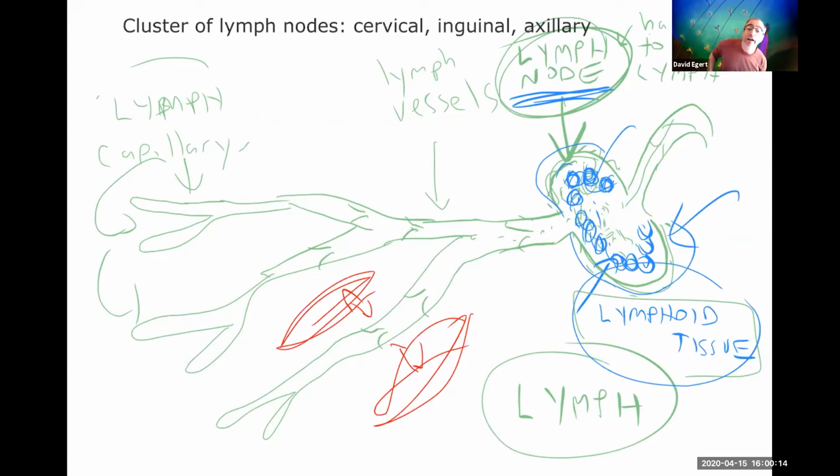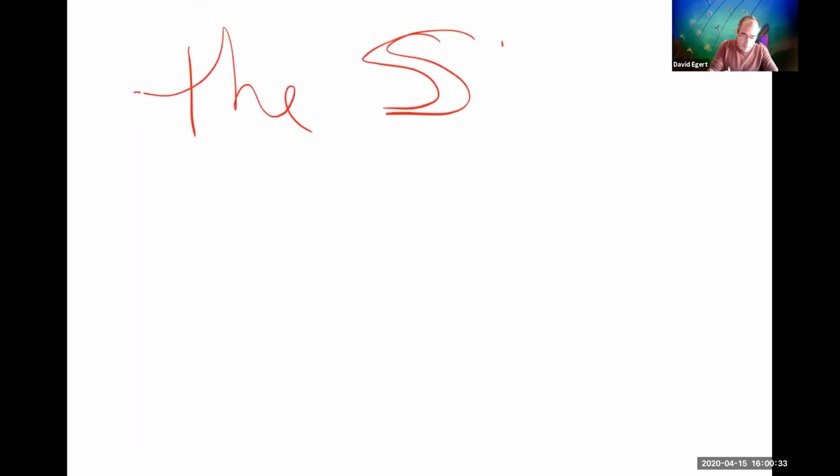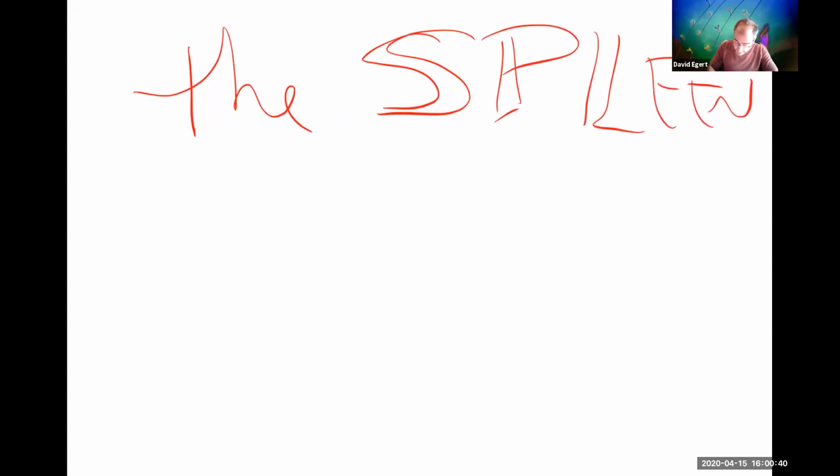Another place we find this lymphoid tissue is in the spleen. So let me talk about the spleen while we're here. Oh, think ahead. This was horrible. Hold on, let me undo that.